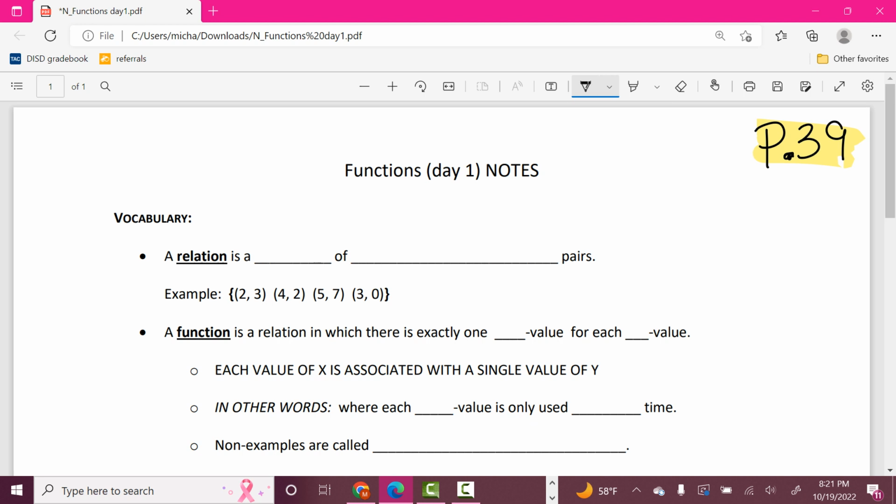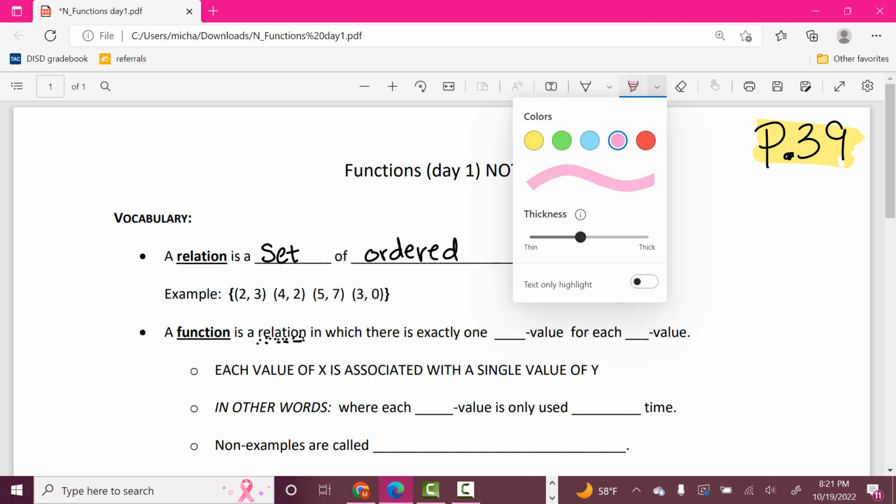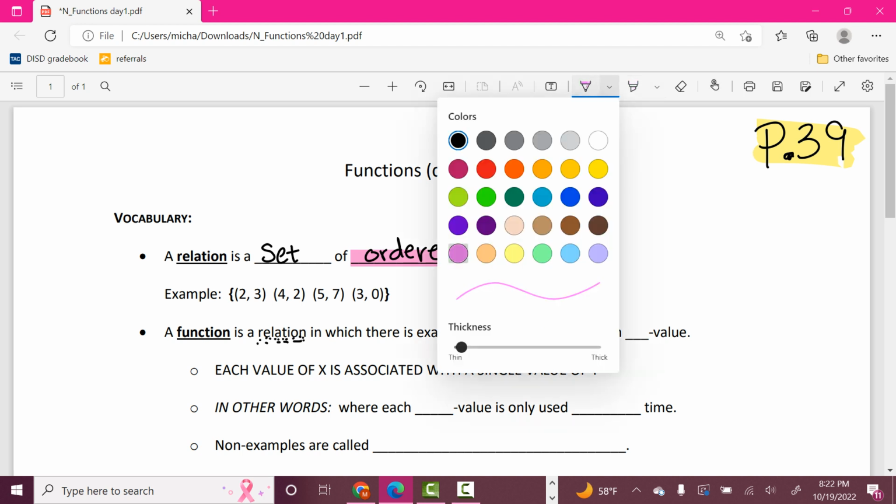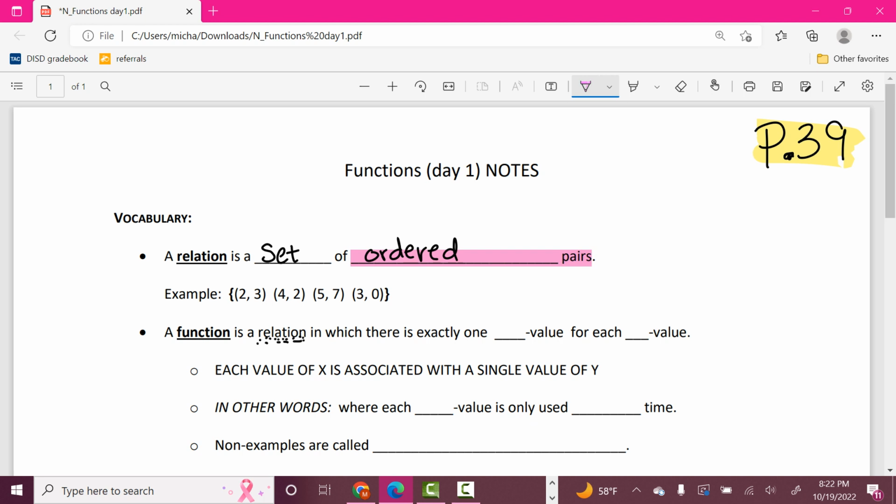before we hit function, let's talk about a relation, because a function is a special type of relation. So a relation is just a set of ordered pairs. Remember ordered pairs, we'll use a different color. Ordered pairs, that was nice. I don't want to say the word ordered pairs again. They're just the location of a point on a graph.